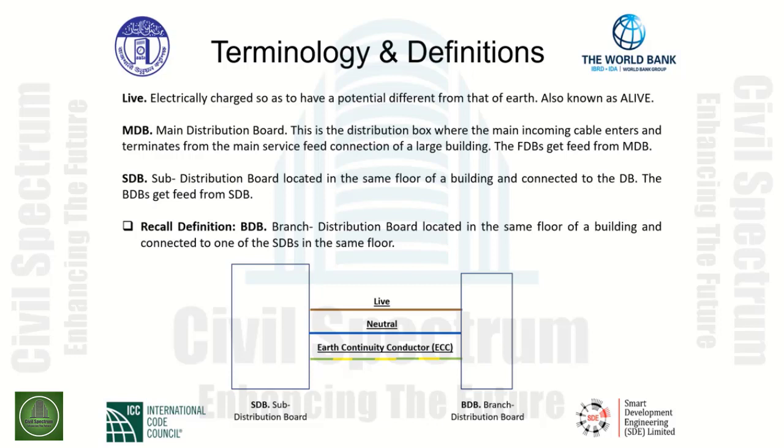MDB, main distribution board. This is the distribution box where the main incoming cable enters and terminates from the main service feed connection of a large building. The FDBs get fed from MDB. SDB is defined as sub-distribution board, located in the same floor of a building and connected to the DB, which is the distribution board, as previously defined. The BDBs get fed from the SDB.